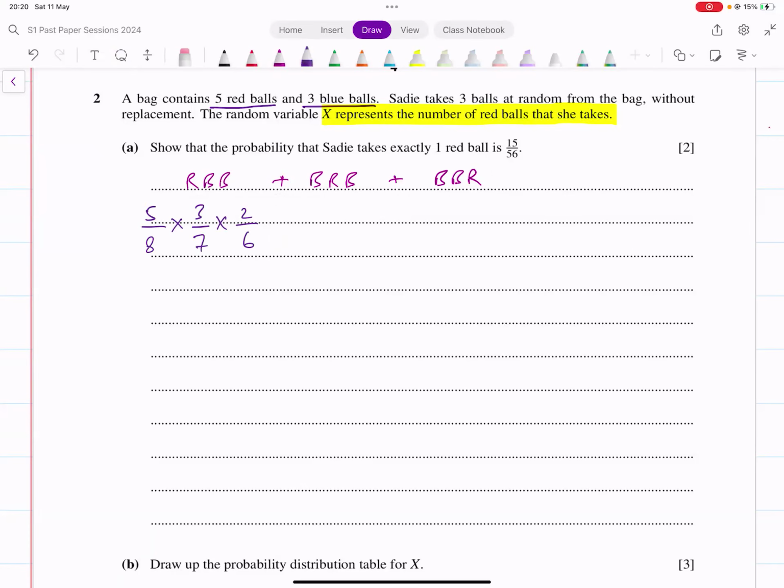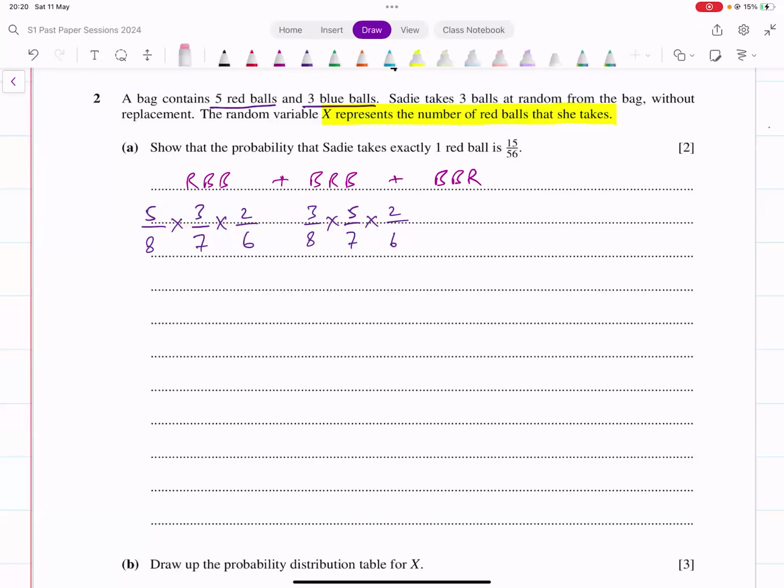The second case is going to be 3/8 for the first blue ball, and then 5/7 for the second red ball, and then 2/6 for the third blue ball. Now think about it. In the numerator, you've got 5 into 3 into 2, 3 into 5 into 2, 8 into 7 into 6, 8 into 7 into 6. These are basically the same probabilities that you have to add.